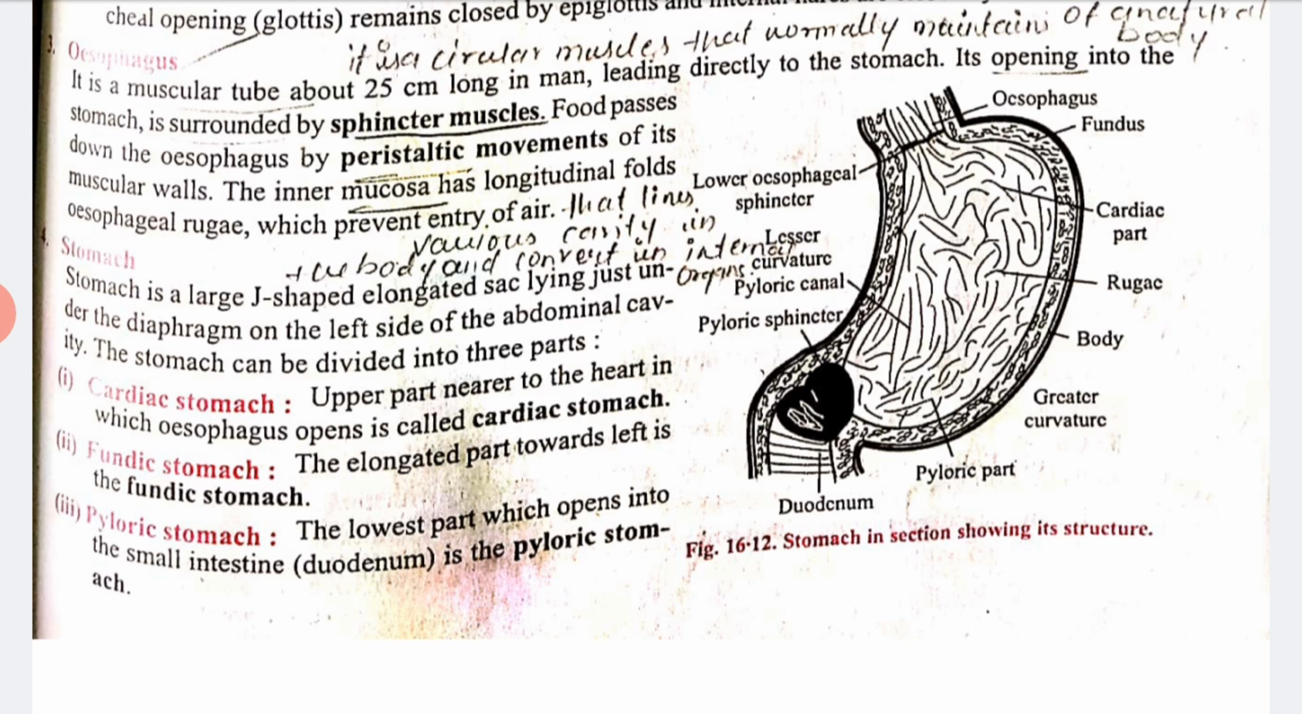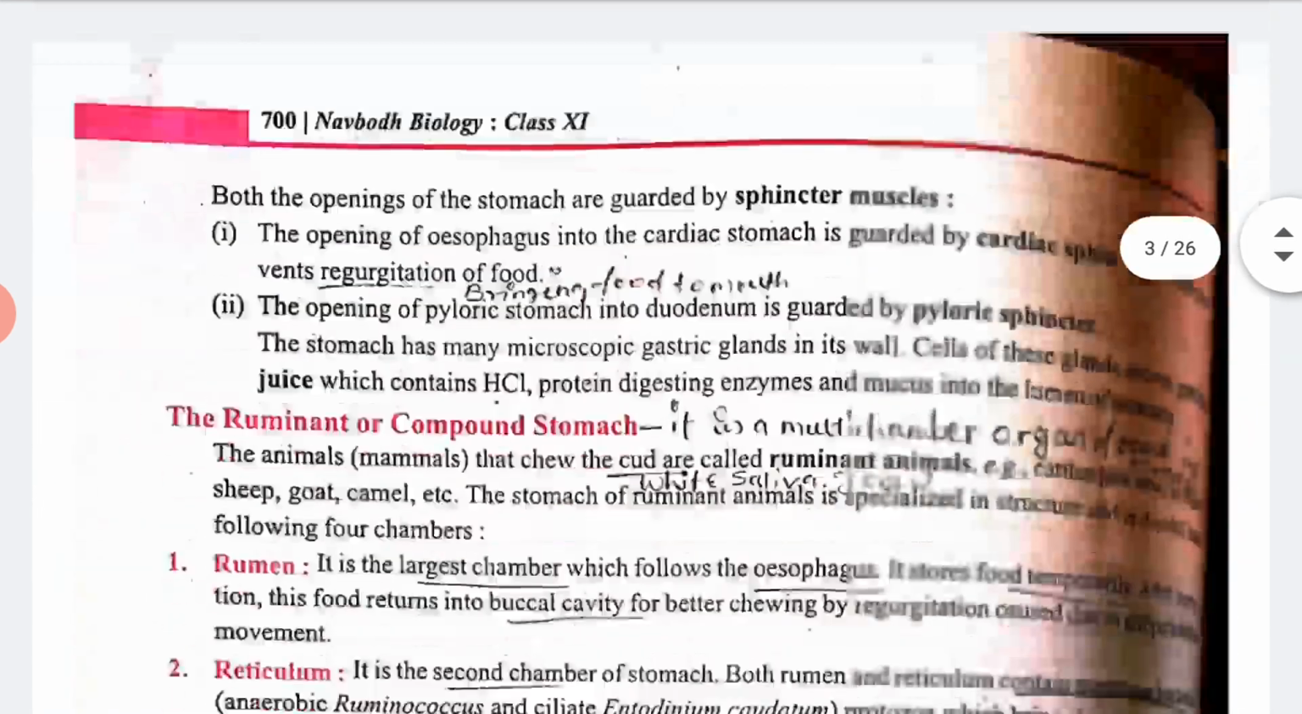So let's talk about the cardiac stomach. The upper part, nearer to the heart, in which the esophagus opens, is known as the cardiac stomach. The fundic stomach is the elongated part towards the left, situated in the left corner. The pyloric stomach is the lowest part, which opens into the small intestine, known as the duodenum. So we have seen that the stomach is divided into three parts.